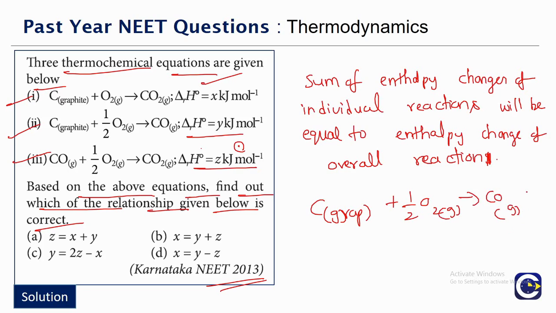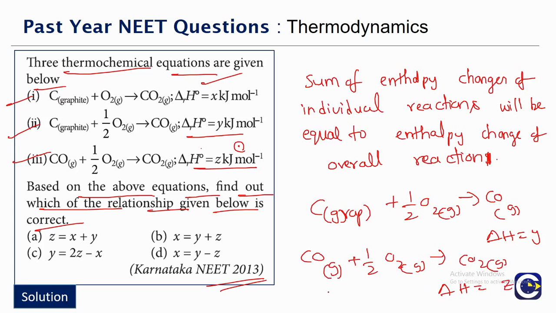What is the delta H value for that? Delta H is equal to what? Y. Okay, units we will see later. Look at the third equation: carbon monoxide gas plus half O2 gas gives rise to what? CO2 gas. So what is the delta H value for this? Third, Z. Okay? Now if we add these two equations, the carbon monoxide will cancel.